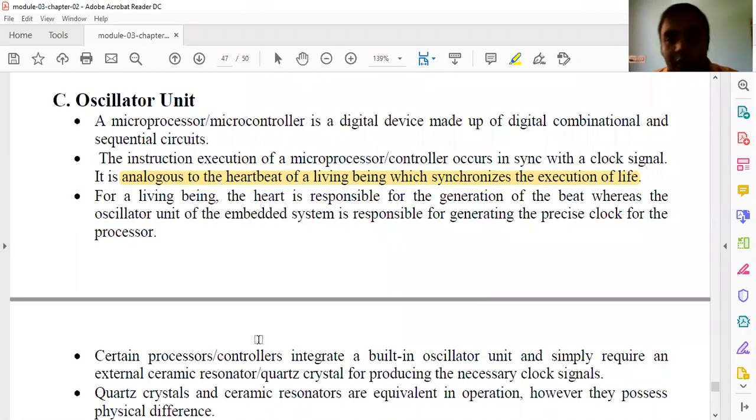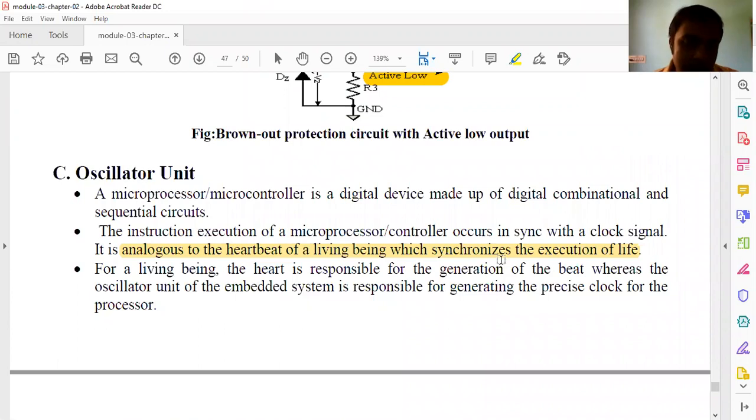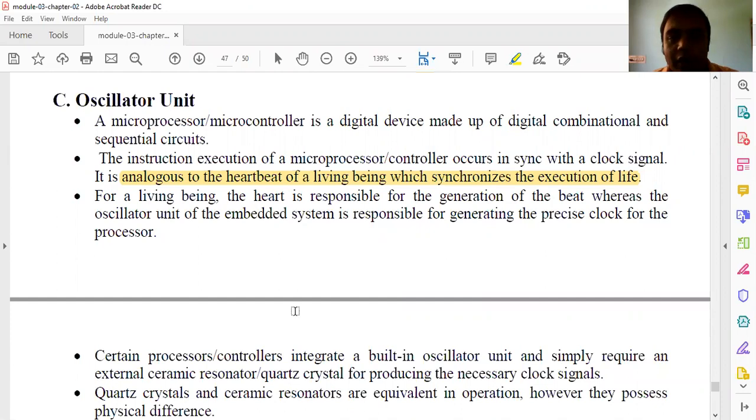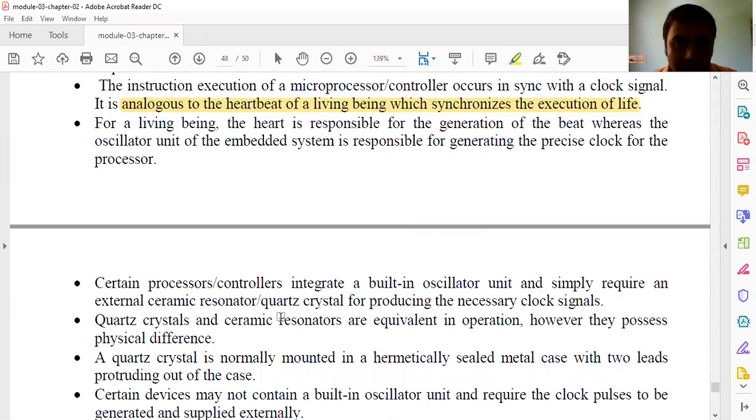If there is no heartbeat, we cannot live. In the same way, the oscillator circuit or the oscillator unit is very, very important, that acts as heartbeat for the embedded systems. Without that, we cannot run any program, or we cannot do any task. For a living being, the heart is responsible for the generation of the beat, whereas the oscillator unit of the embedded system is responsible for generating the precise clock for the processor. So without clock, we cannot do anything.